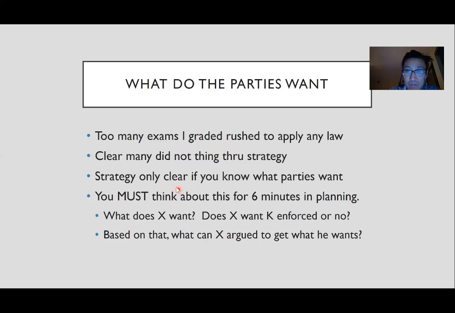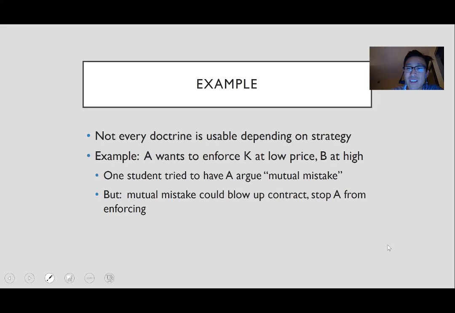I'm trying to think. There is an example. I forgot about that. What exactly does X want? What does X want, the contract enforced or not? And based on this underlying desire, what can X argue to get what he wants?